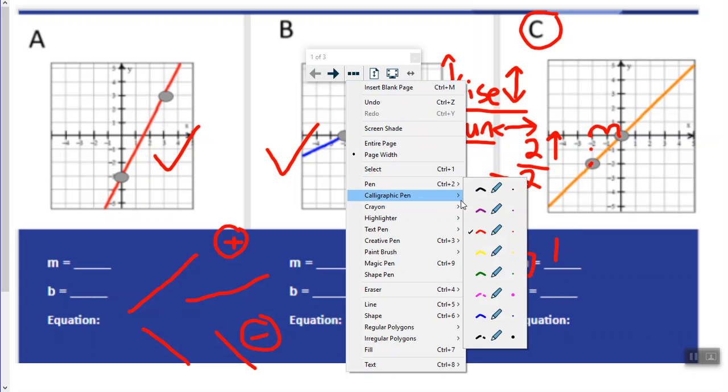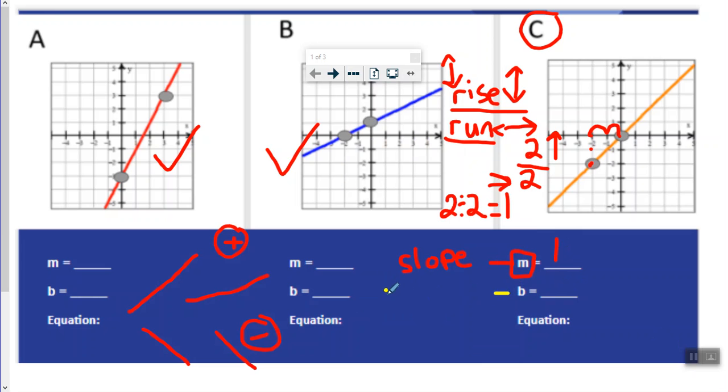Now let's do B. B means y-intercept, okay? That means when does the line cross the y-axis? Remember, this one is the y. It crosses the y over here, where it's 0, right? So the y-intercept is 0.